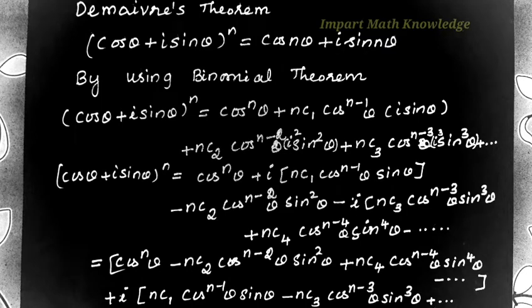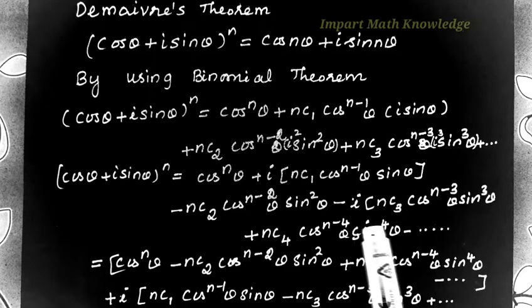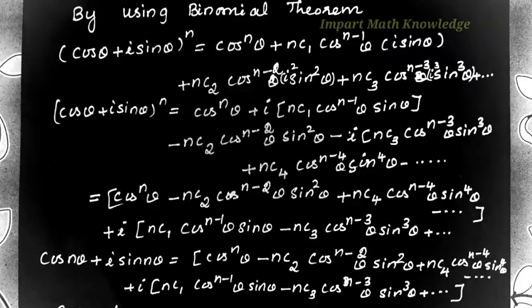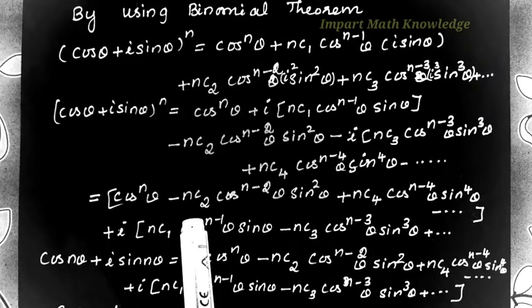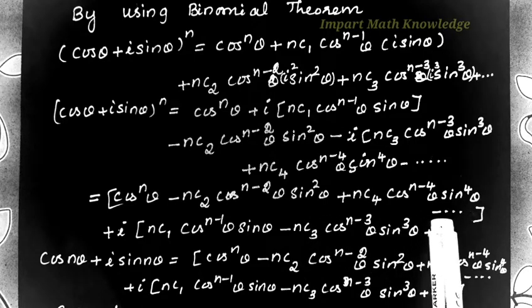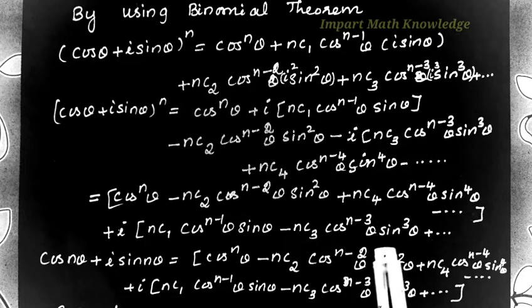We know that i² is −1, so this term becomes −nC2. Here i³ can be written as i² into i, and i² is −1, so −i into nC3 cos^(n−3)θ sin³θ plus etc. We can segregate real and imaginary terms. Here you get cos^n θ − nC2 cos^(n−2)θ sin²θ + nC4 cos^(n−4)θ sin⁴θ + i into [nC1 cos^(n−1)θ sin θ − nC3 cos^(n−3)θ sin³θ + etc.]